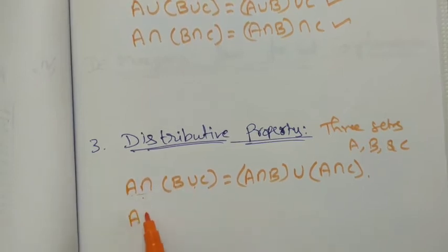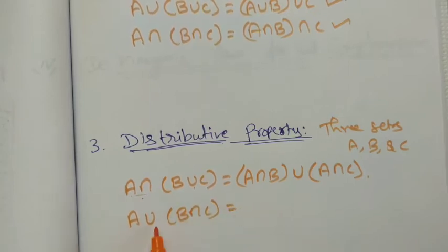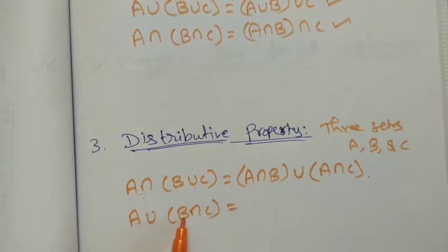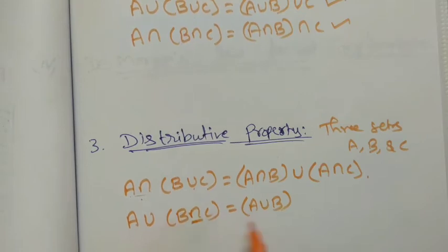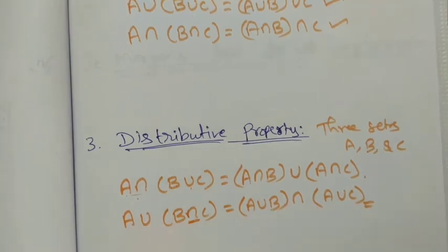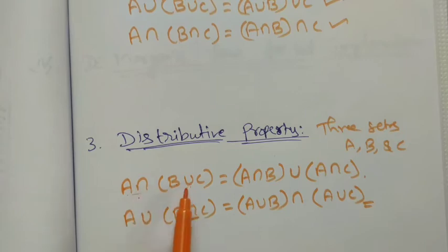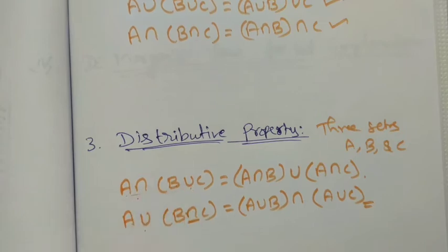Next one, A union (B intersection C). It is union over intersection. The same way, (A union B), and then whatever the symbol, just apply the symbol as it is, and then (A union C). This is the distributive property form: intersection over union and union over intersection.